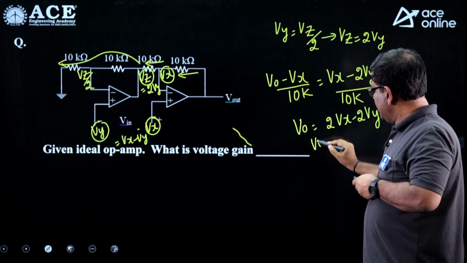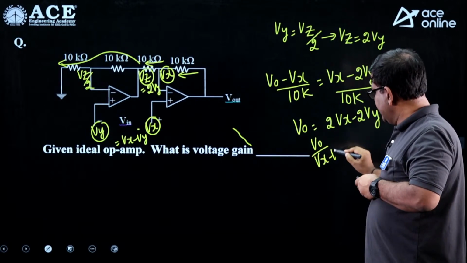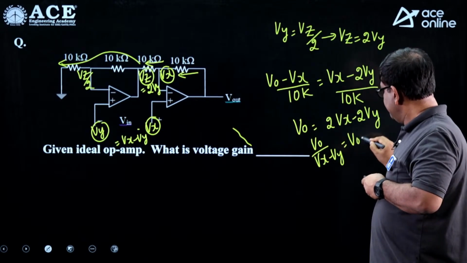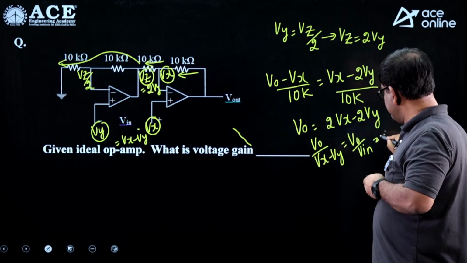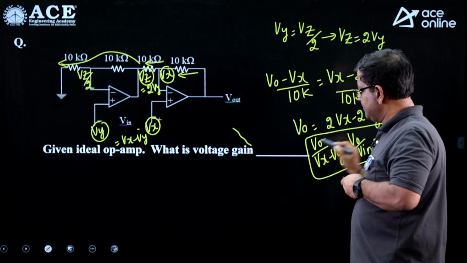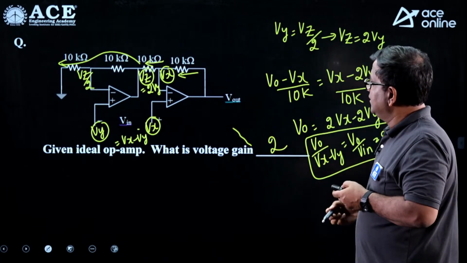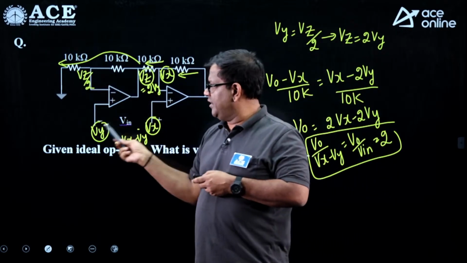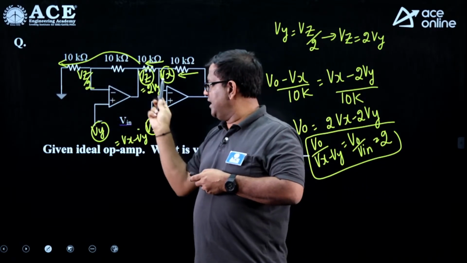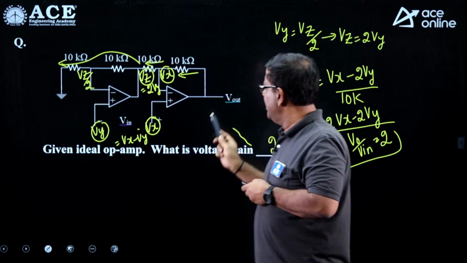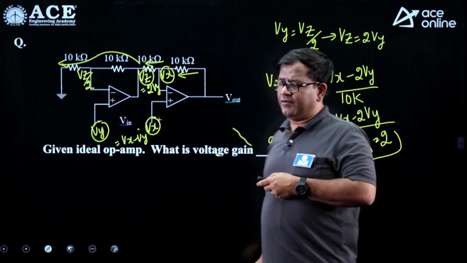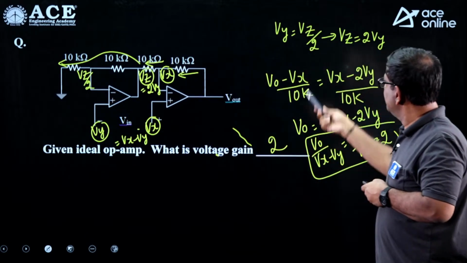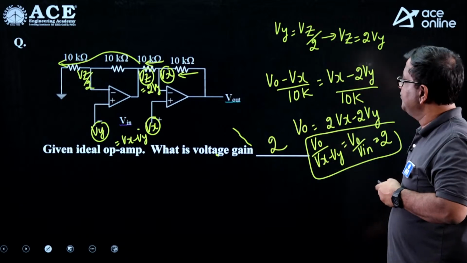So what is V naught by Vx minus Vy? Vx minus Vy is V in. So your answer is 2. 2 is the right answer. Or you can do it orally also. This is a non-inverting amplifier, 1 plus R2 by R1, so this is going to be 2. You can also apply superposition theorem and directly get the answer, but I have solved it with KCL.